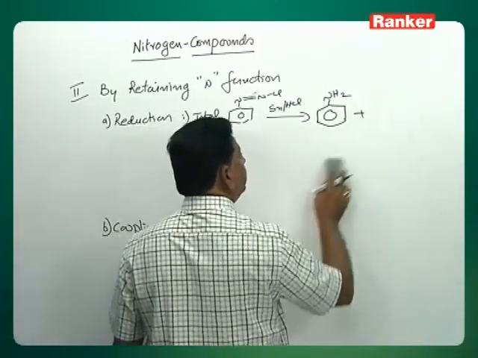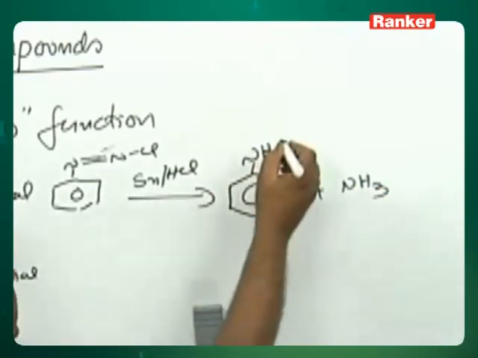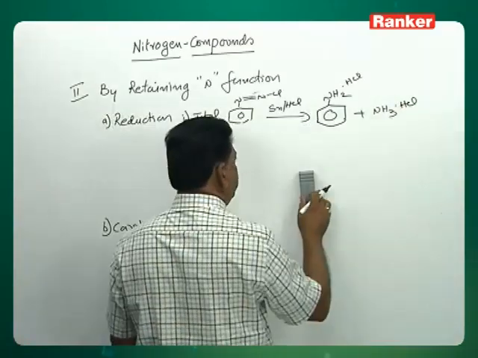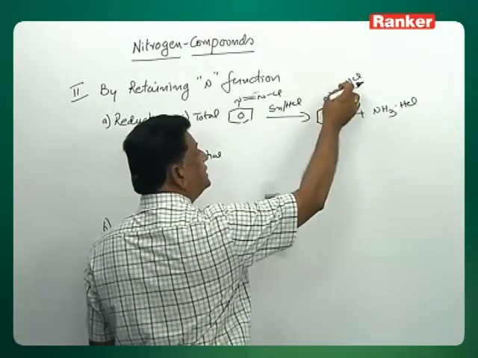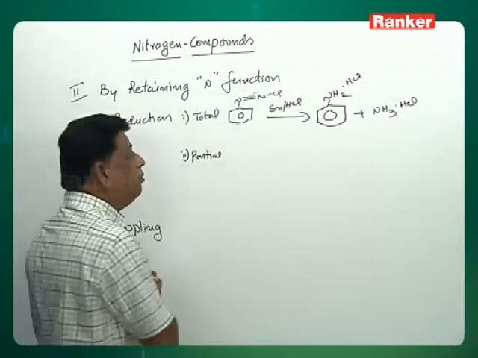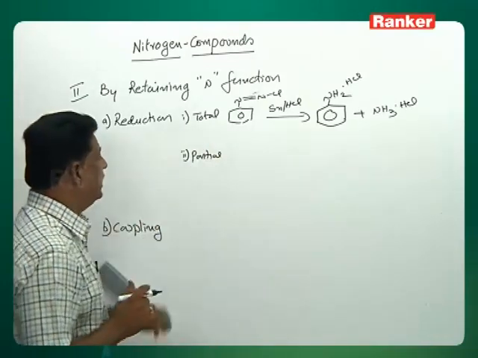Total reduction of the diazonium chloride will give aniline on one side and the ammonia molecule NH3 on the other. However, both molecules are under the influence of HCl, therefore they come as hydrochlorides, or you can write NH3 plus Cl minus, NH4 plus Cl minus. The salt of the ammonia and the salt of the aniline will be the answers. This is called total reduction.